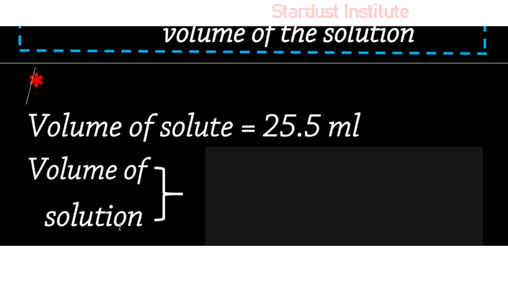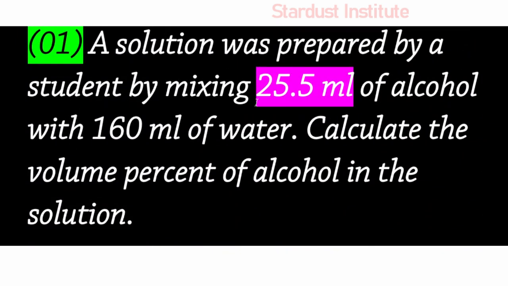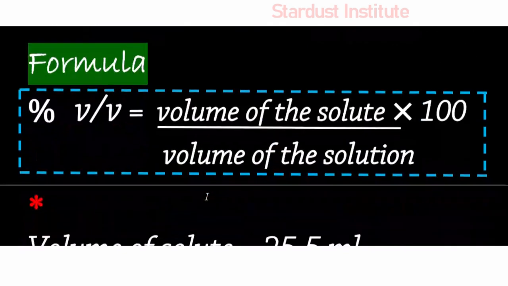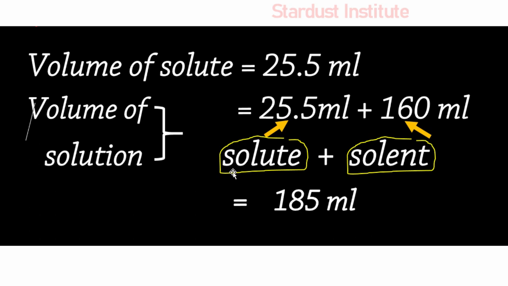Volume of the solution. Solution means solute plus solvent. Solute is 25.5 milliliters. Solvent is 160 milliliters. Solution means solute plus solvent. Then 25.5 milliliters plus 160 milliliters. We get 185 milliliters.